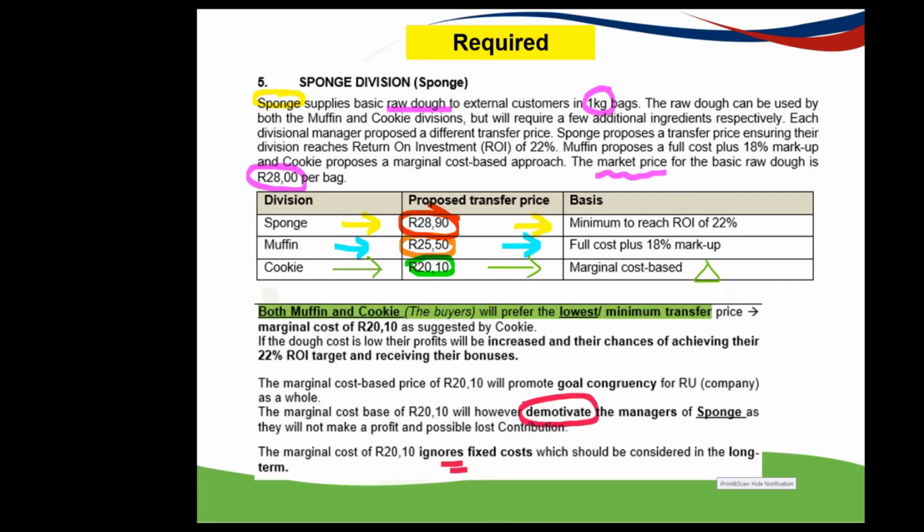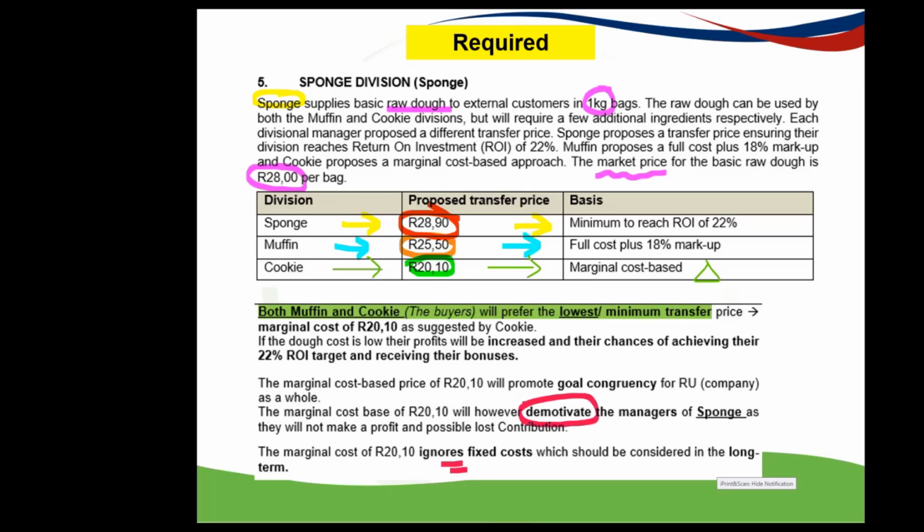Okay, muffin and cookie, I think both of them would be happy with the lowest rate of 20 Rand and 10 cents, because that would mean that they'd be able to get a bonus at the end of the day, because they can then add their profit on there, and that will help them to achieve their targets. But that would also then demotivate the staff of the sponge division, because they are not making any profit at all. So you can then also argue that maybe sponge shouldn't be treated as a profit center. Maybe they should be treated as a cost center instead.